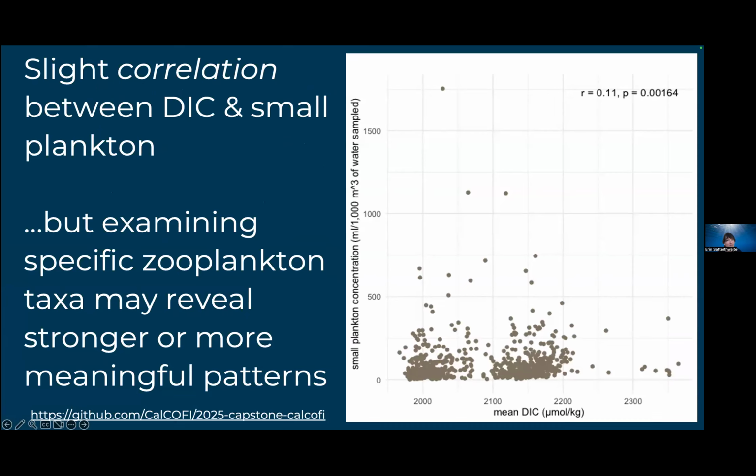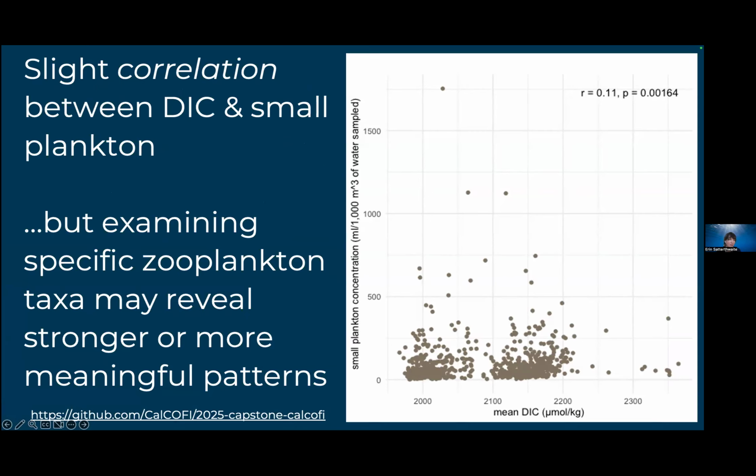So we found a slight correlation between the mean DIC. We looked at many different variables. You can see the GitHub repository link at the bottom, but the mean DIC, which is on the x-axis, and the small plankton concentration, which is on the y-axis. And this consists of all non-gelatinous zooplankton, so it excludes things like salps and jellyfish.